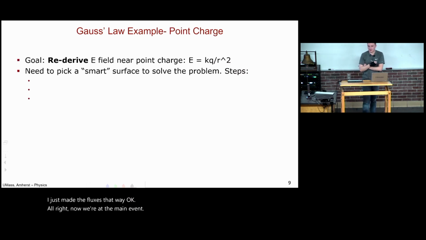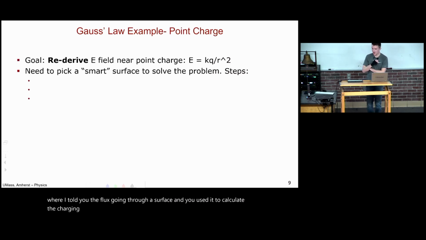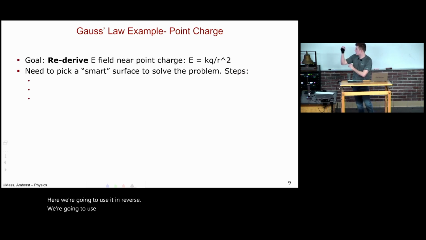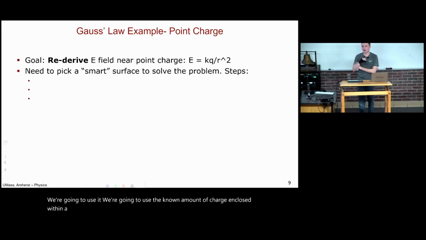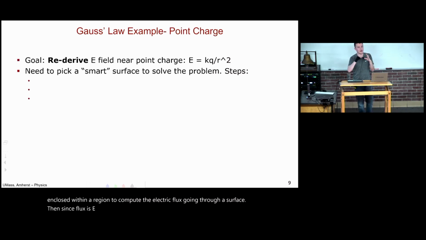OK, so last time we used Gauss's law in a sort of weird way, where I told you the flux going through a surface, and you used it to calculate the charge enclosed. Here, we're going to use it in reverse. We're going to use the known amount of charge enclosed within a region to compute the electric flux going through a surface. And then, since flux is E times area, we're going to divide through by area to get the electric field. That's a rough sketch. You'll see how we do it in practice.